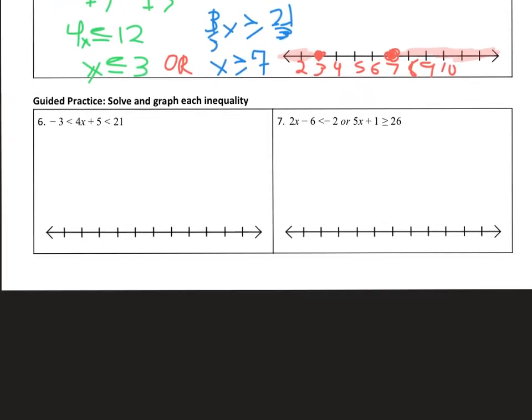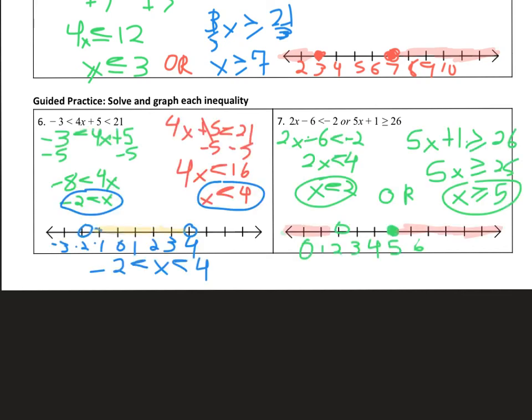So for this guided practice, again, pause, try it, and then check your answers. What I'm going to do right now is pause my recording. I am going to solve these, and I'm just going to show you the answers. So pause. When you're ready, start it back up again, and you'll see the answers.